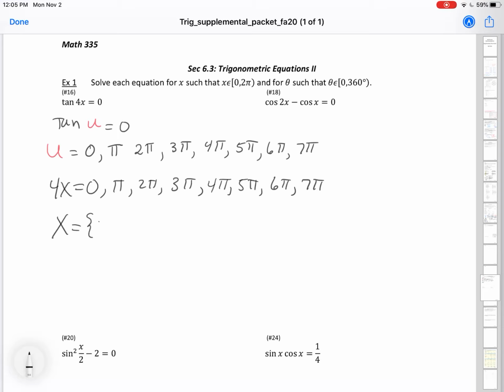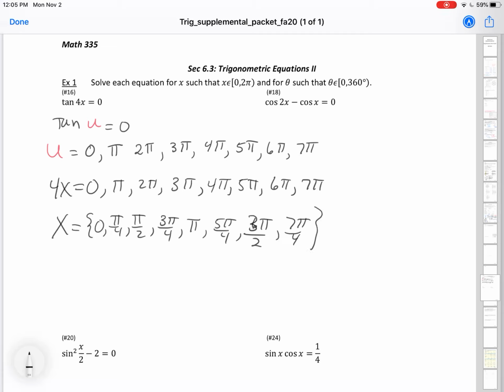0 divided by 4 is 0. Pi over 4. Pi over 2. 3 pi over 4. Now notice all of these answers are between 0 and 2 pi, and every single one of them will work. And then 4 pi divided by 4 is pi. 5 pi over 4. 6 pi over 4, which we often call 3 pi over 2, and 7 pi over 4.